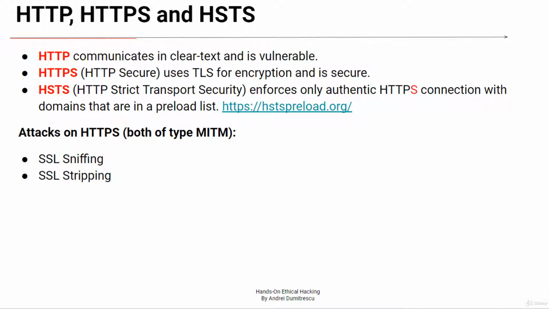HTTP, which comes from Hypertext Transfer Protocol, communicates in clear text, and that means that anyone between the source and the destination, or in the same LAN with the victim, can sniff and see the traffic. On the other hand, HTTPS, which stands for HTTP Secure, is an extension of the original HTTP protocol and is used for secure communication using encryption. The encryption is done using TLS, or Transport Layer Security, which is in fact a newer version of SSL, or Secure Socket Layer.